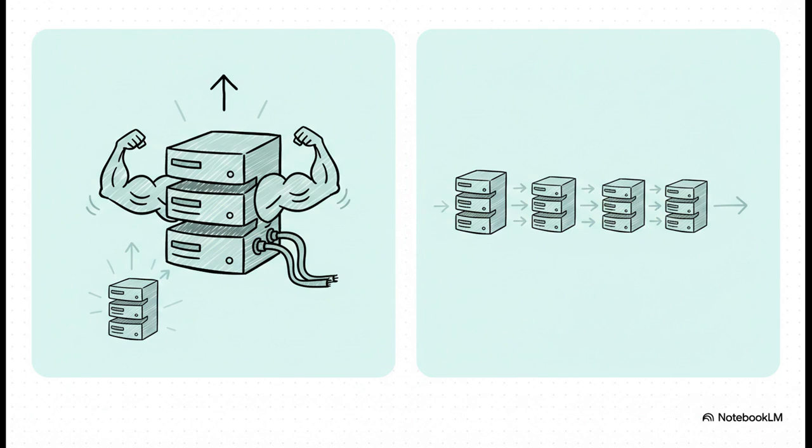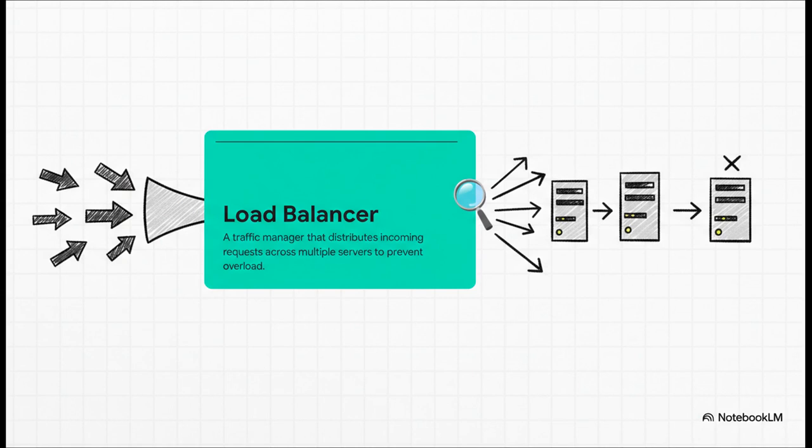The other approach, which is usually the way to go, is scaling out, or horizontal scaling. Instead of one big machine, we just add more servers to the team and share the work. It's way more flexible and a whole lot more reliable. But wait a second. Now that we have all these servers, how do we decide which one gets the next request? That's where a load balancer comes in.